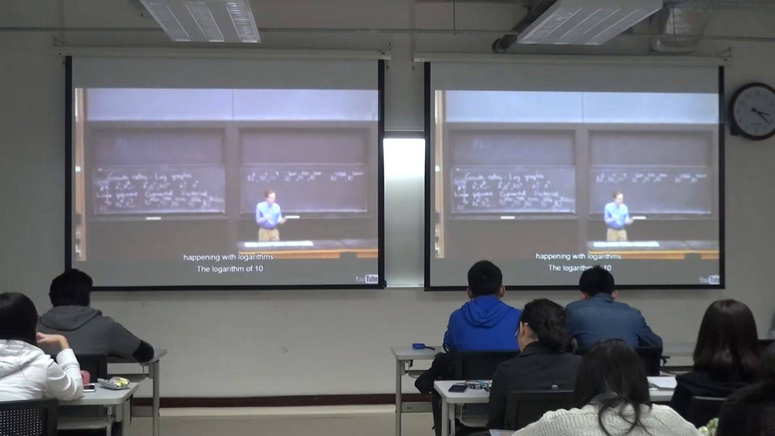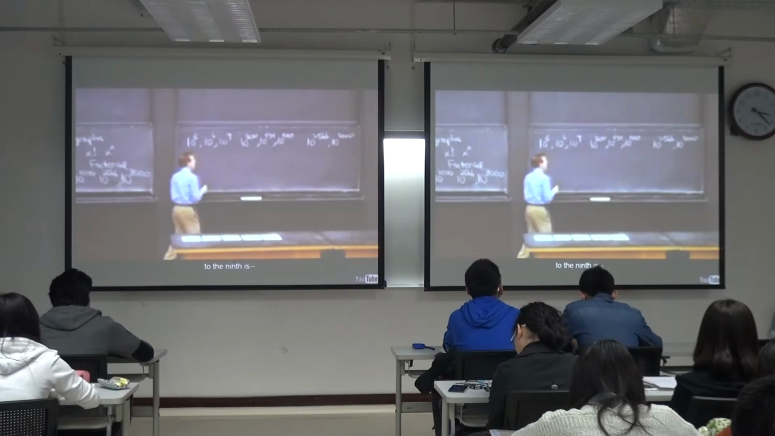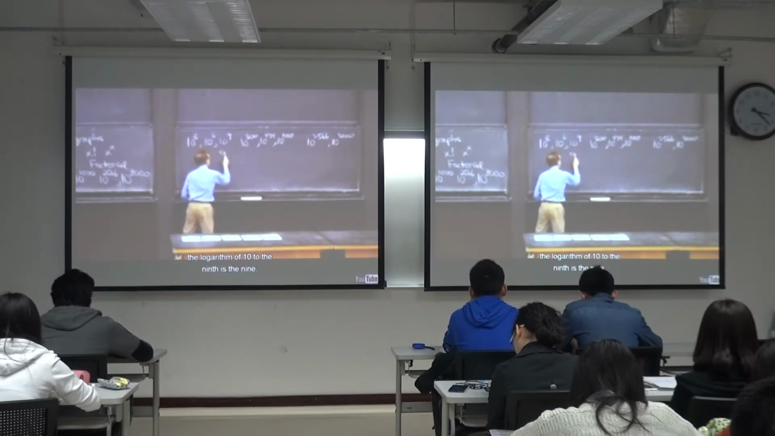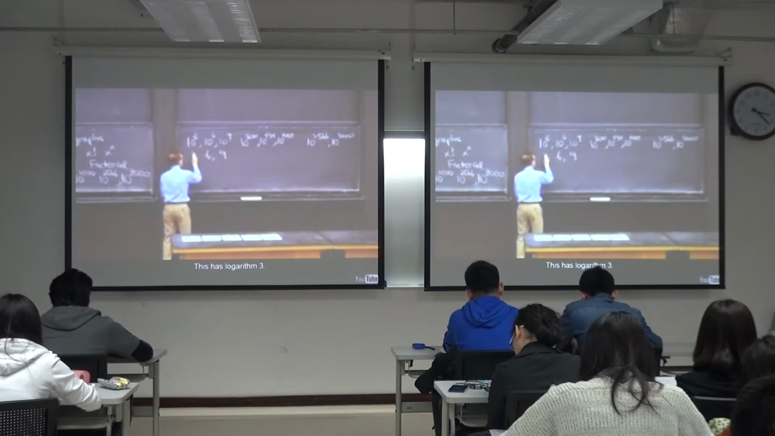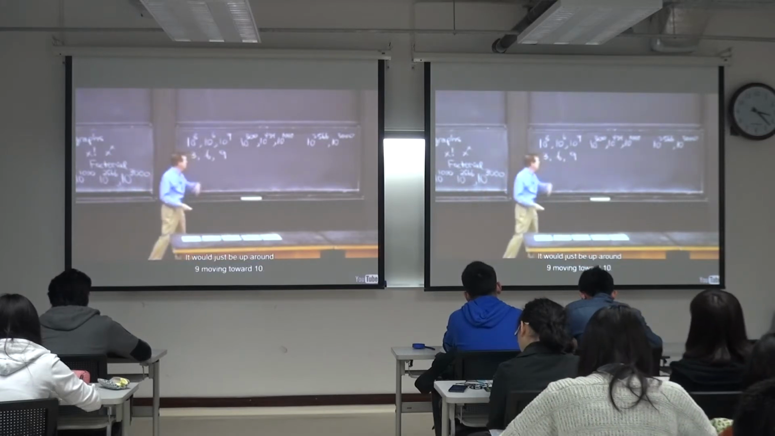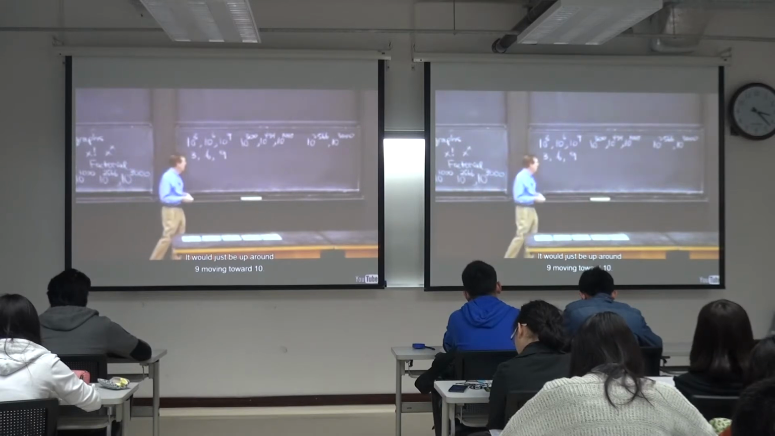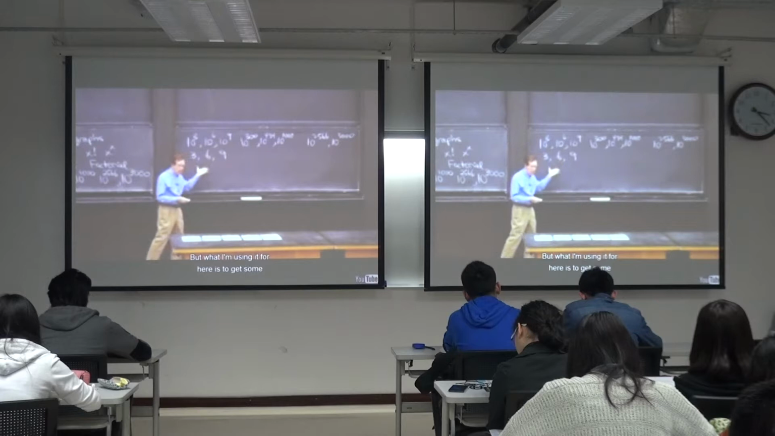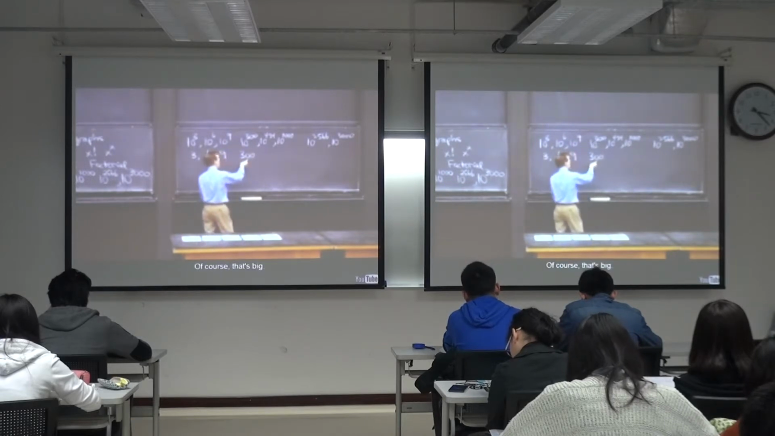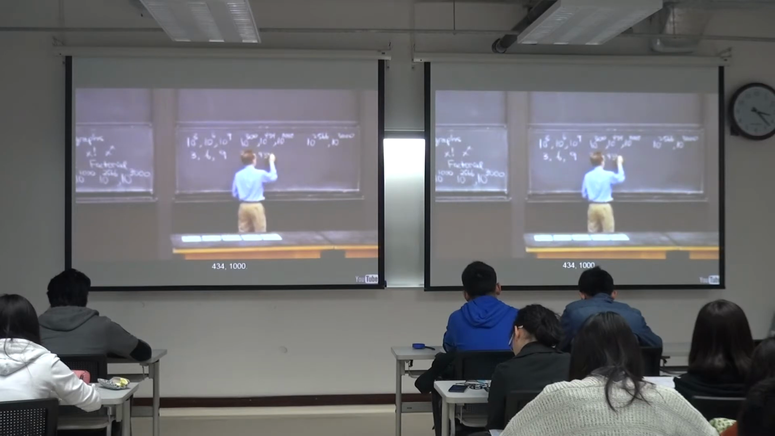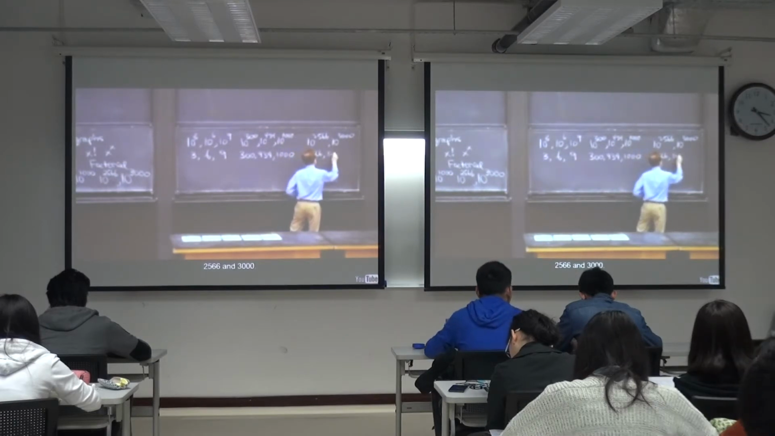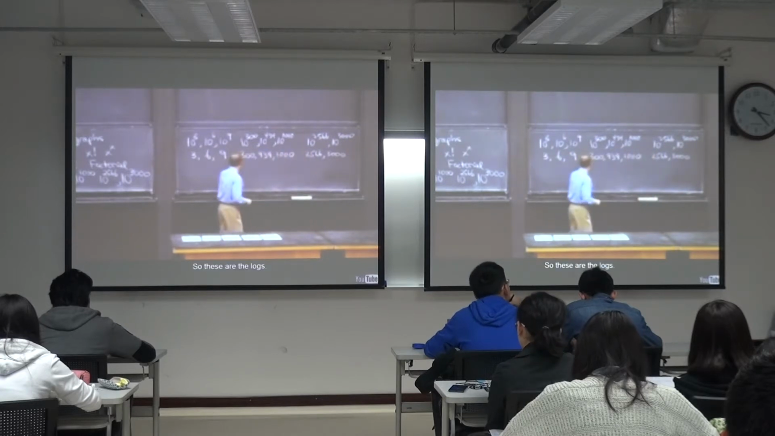I can see what's happening with logarithms. The logarithm of 10 to the 9th, if the base is 10, is 9. This has logarithm 6. This has logarithm 3. So you see, if we took the logarithm of the national debt, it wouldn't look too serious. We'd just be up around 9 moving toward 10. But what I'm using it for here is to get some reasonable way to see 300. Of course, that's big. For a logarithm, that's a very big number. 434, 1,000, these are climbing up, 2,566, and 3,000. Okay. So these are the logs.